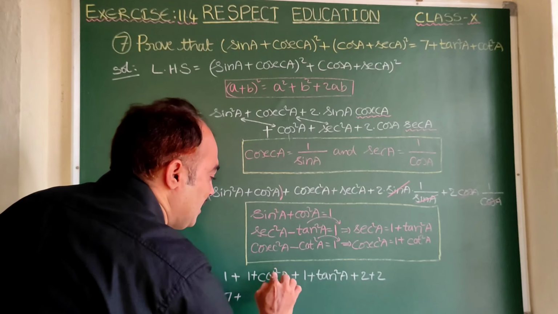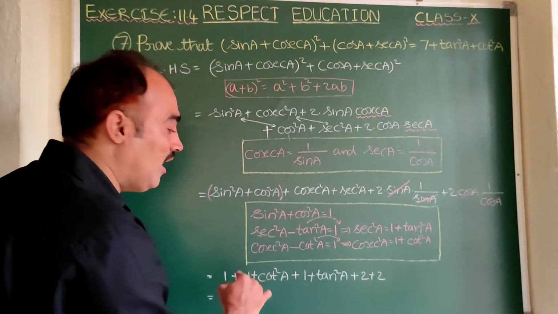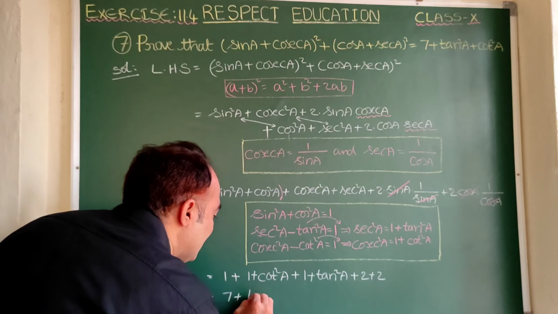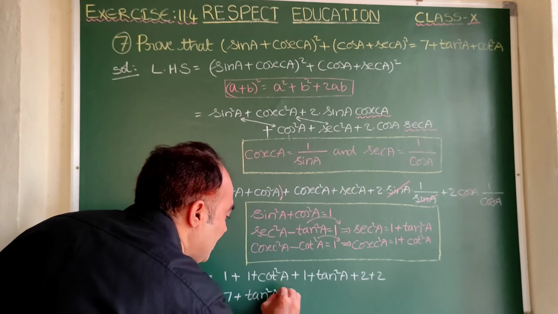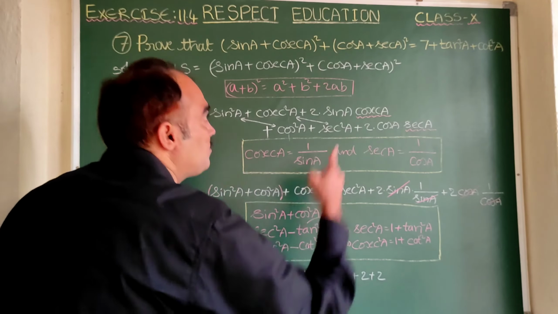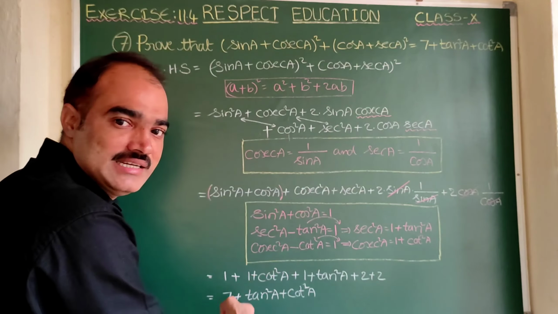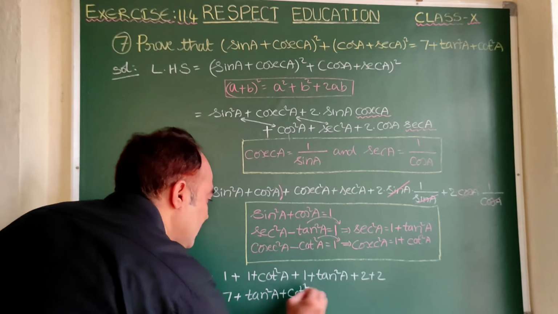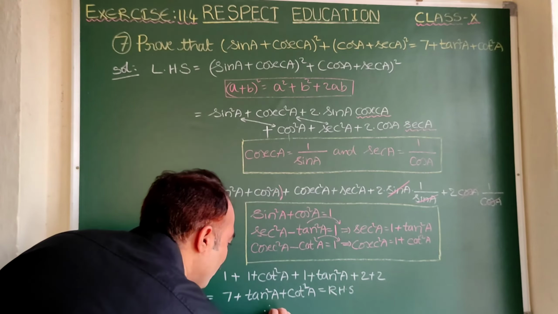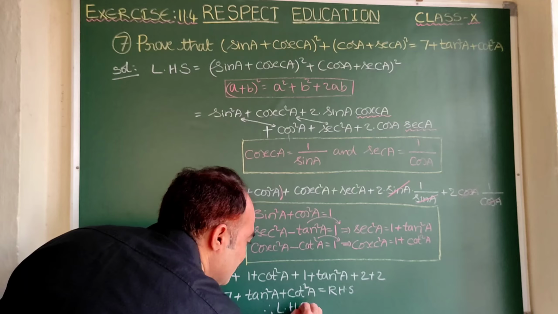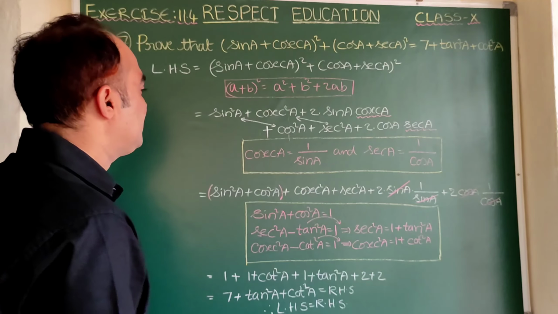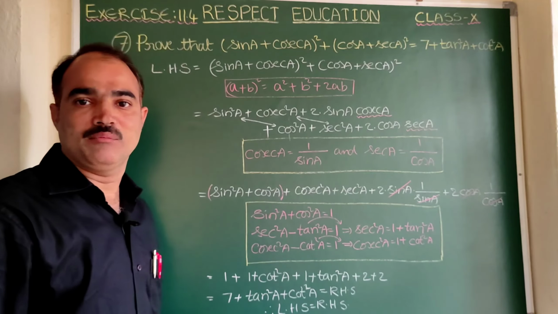Plus we can write cot square a plus tan square a, or as it is addition we can alter it. So to get the answer we can write this as tan square a plus cot square a. Is it clear? Now you observe here, is it not the RHS? Yes, it is the RHS. So this is equal to RHS. Therefore, if we consider LHS, we got RHS. Hence proved. With this, problem number 7 gets completed.